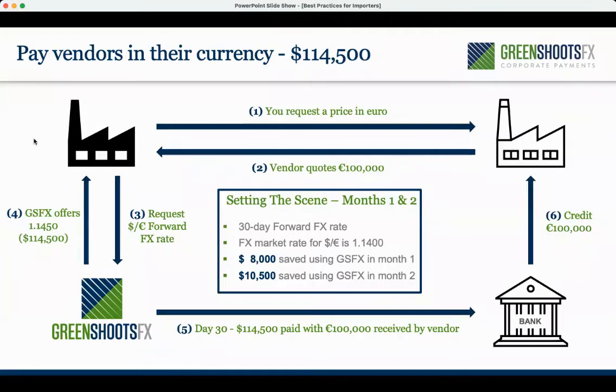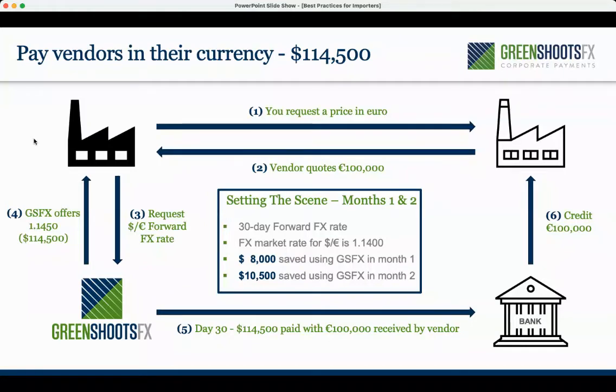paid to the vendor. And in doing so, you would have saved $8,000 just on that first month alone, because we have removed the padding and you are using Green Shoots FX and therefore getting a bank beating foreign exchange rate. And then in month 2, the same thing applies, where you have fixed your rate from the first month, you have removed the foreign exchange risk, and also removed the padding.